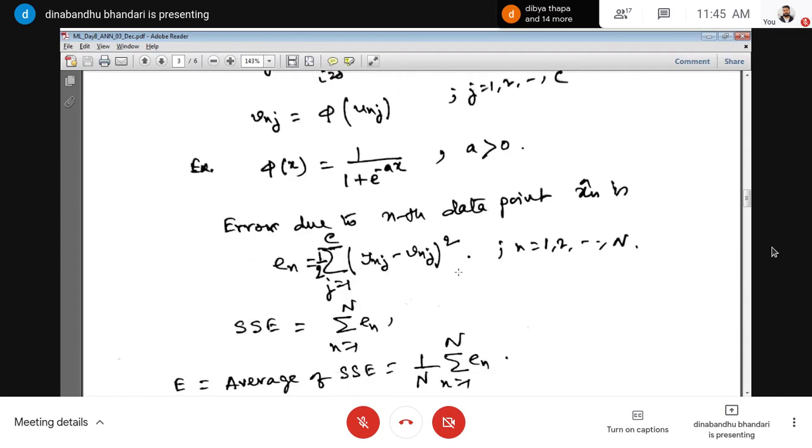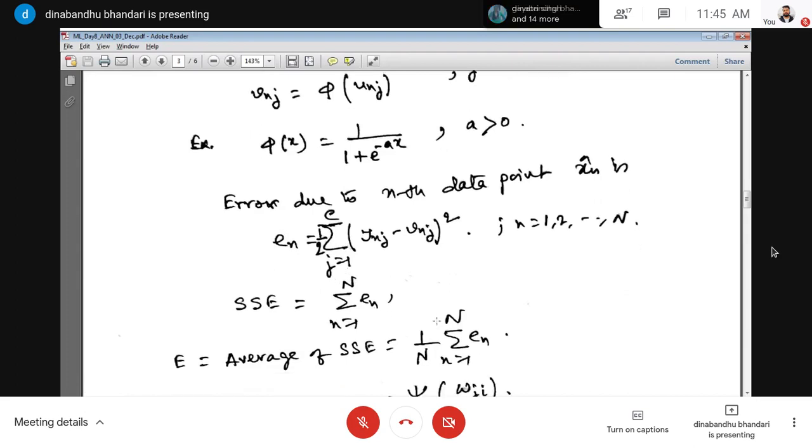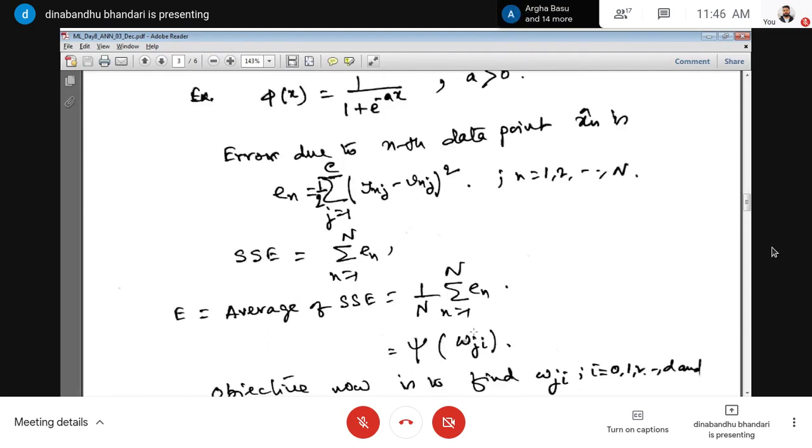Now, what is the total sum of square error? That is SSE. That is, you sum them up, right? E1, E2 up to En. Then what is the average SSE? You just divide that total SSE by n, right? So this is nothing but this En.